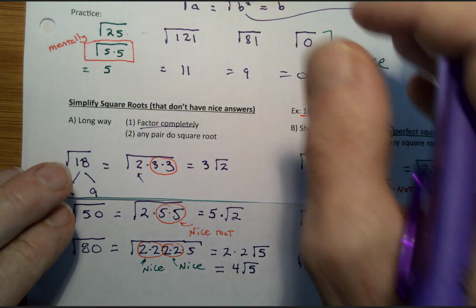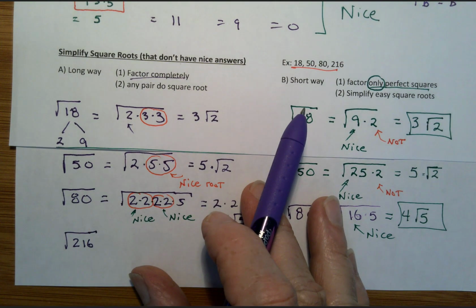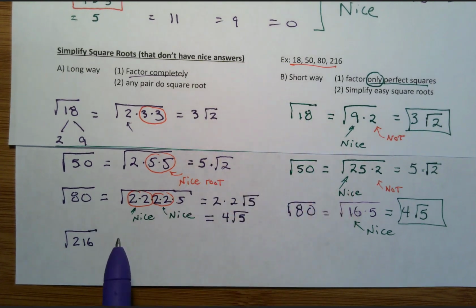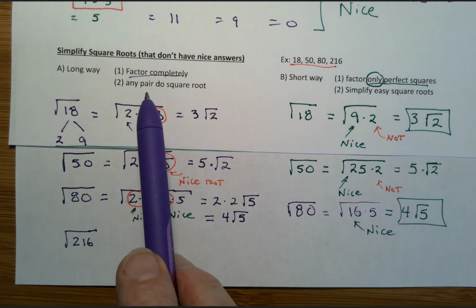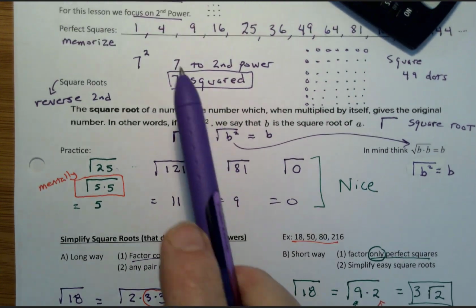Let's do one last one. 216. Okay, now as the numbers get larger, it depends on your number sense. Should we factor them all the way down, or should we factor by these perfect squares only?